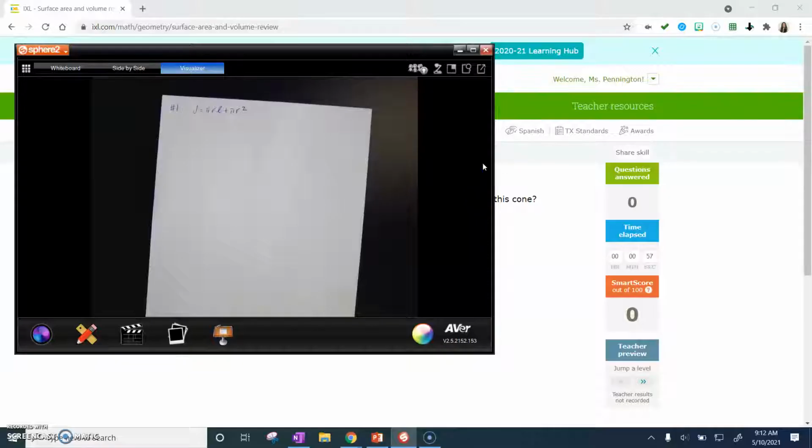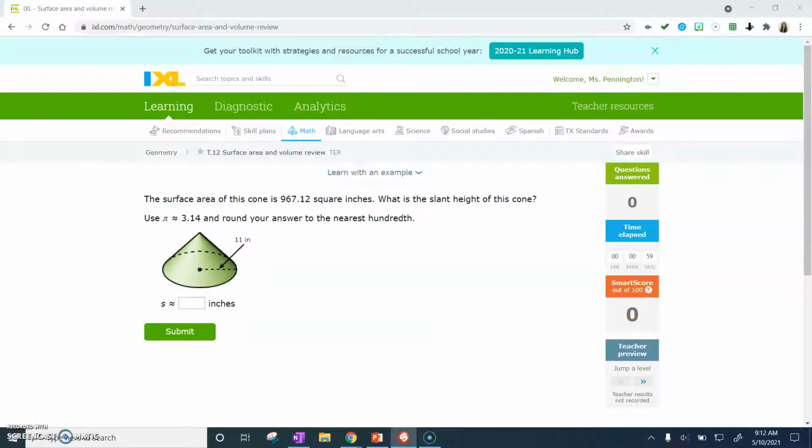The problem asks me for the slant height. It gives me the surface area. So what I'm going to do is plug in that 967.12 equals, remember this is IXL, so they want us to use 3.14 for pi. And it gives us the radius is 11. We don't know the slant height, so that is L. And I'll share my screen in a minute, but I'm writing all this down.